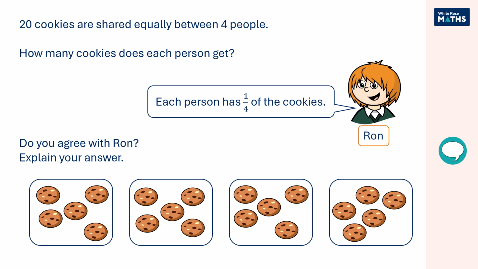Yes, that is correct. So Ron is correct, because if you're sharing with 4 people, each person gets 1 over 4, a quarter of the amount. So he is correct.